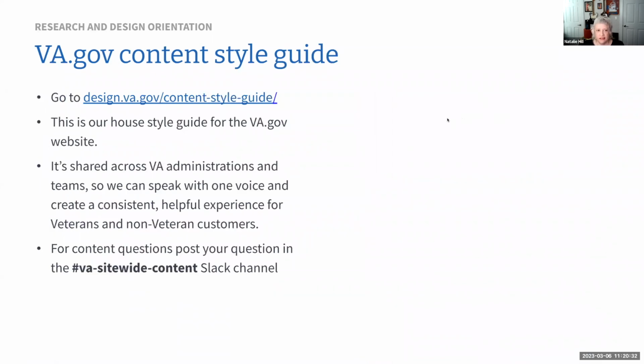The VA content style guide is the in-house style guide for the language we use on va.gov. And it's a great guide because it's shared across the entire VA administrations and teams, and it helps us create a consistent voice and tone on our digital materials and how we speak to veterans and non-veteran customers.